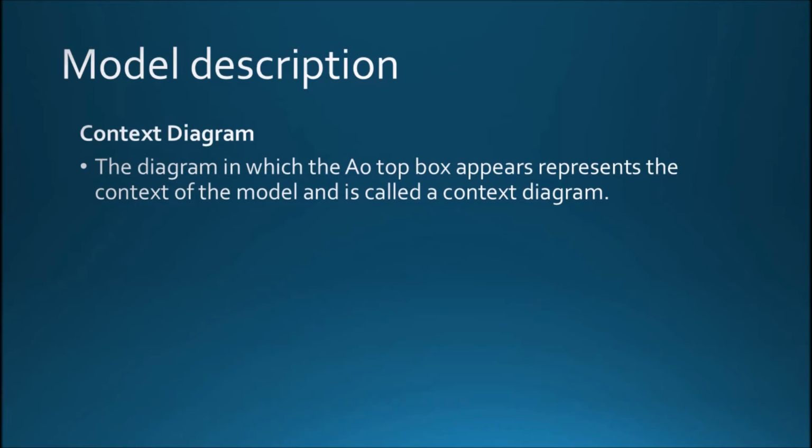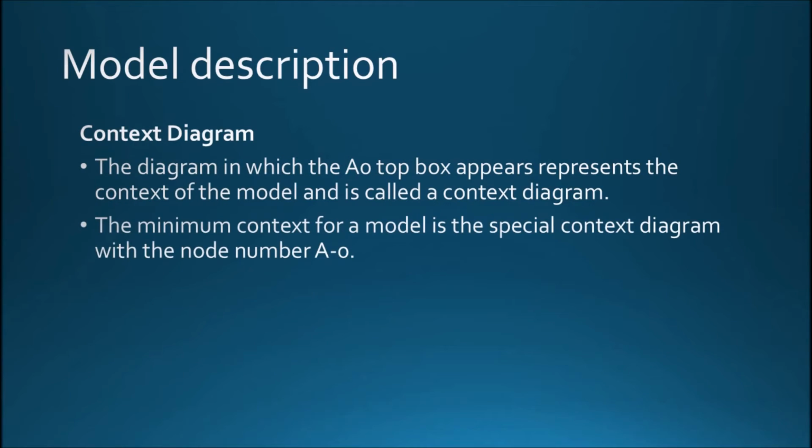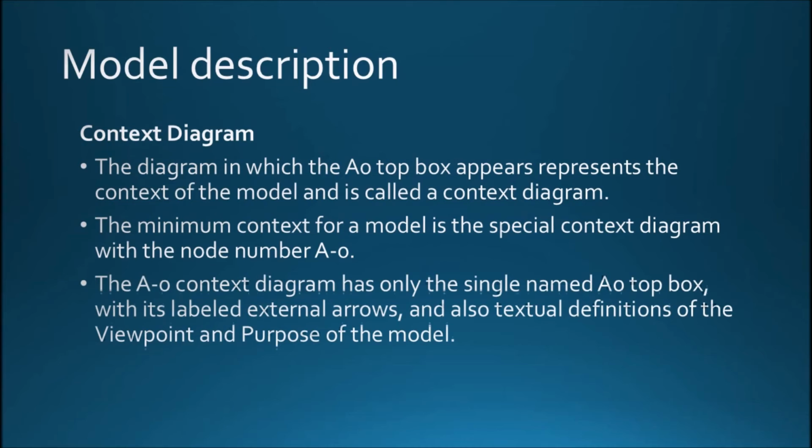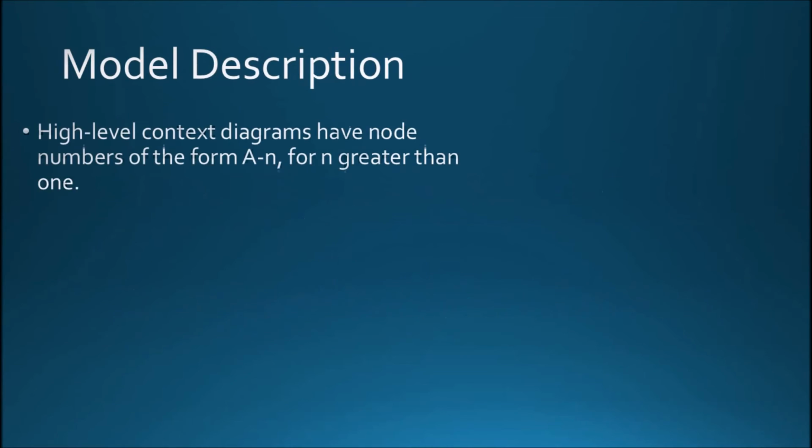The diagram in which the A0 top box appears represents the context of the model and is called a context diagram. The minimum context for a model is a special context diagram with the node number A0. The A0 context diagram has only the single named A0 top box with its labeled external arrows, and also textual definitions of the viewpoint and purpose of the model.